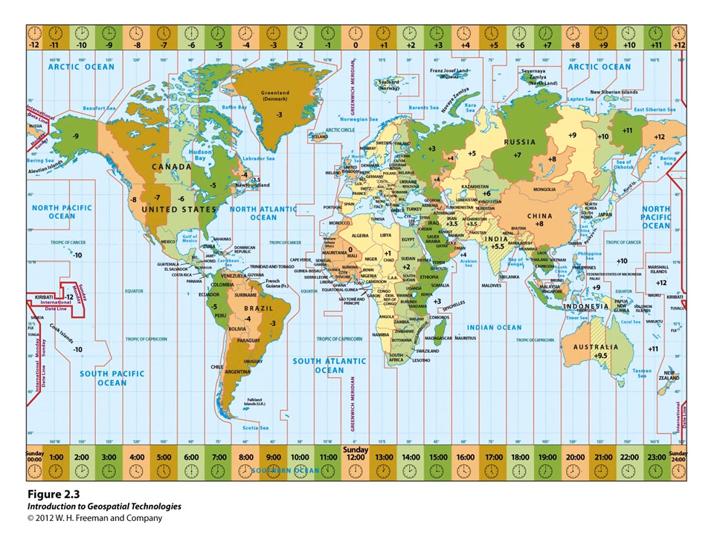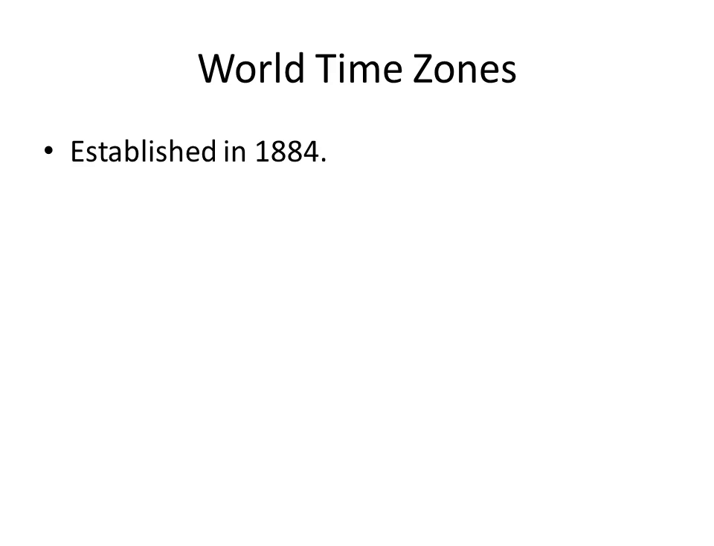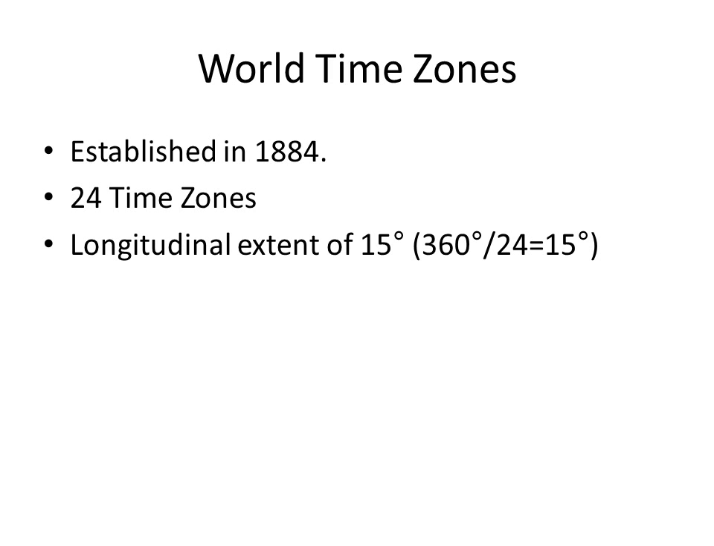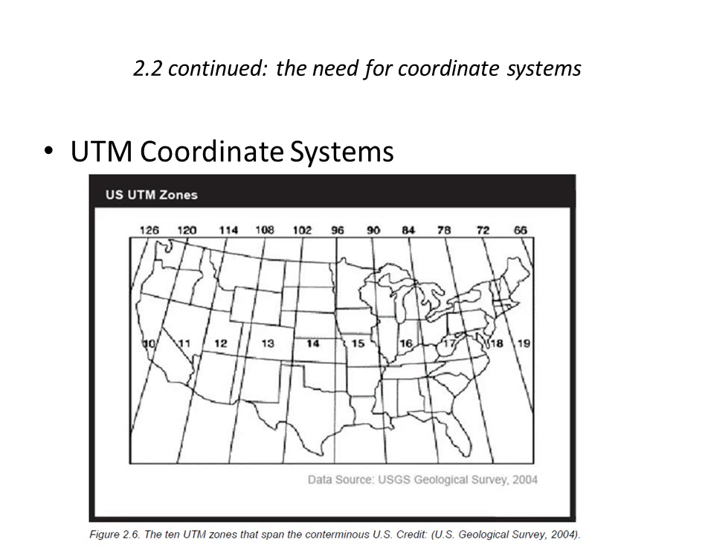So there are all kinds of different ways that countries will manipulate time zones for their own purposes. So again, the time zone system was established in 1884. There are 24 time zones. Each extends longitudinally by about 15 degrees. All of this is centered on Greenwich Mean Time.